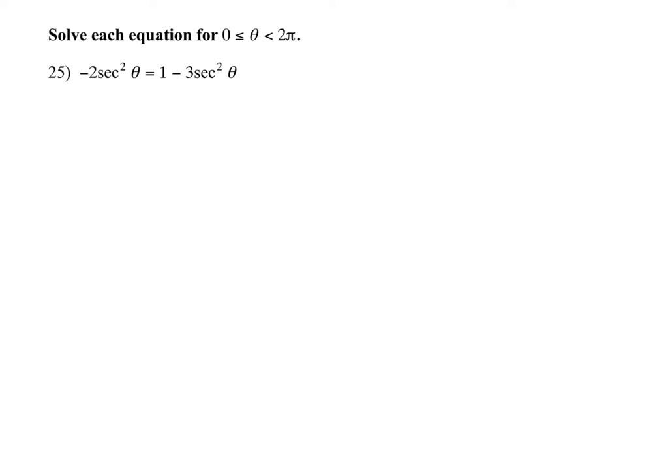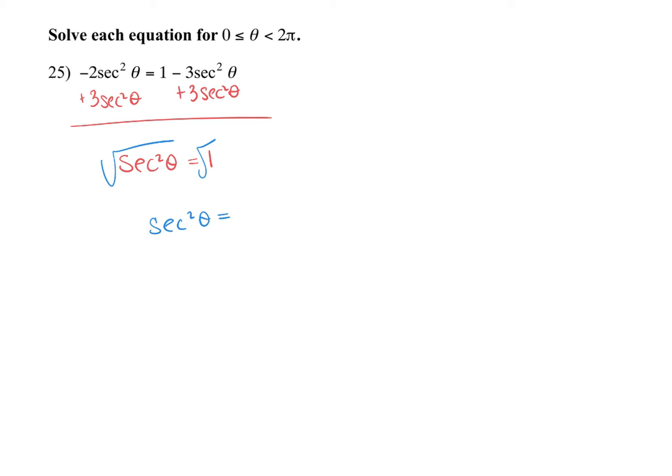I am going to just move this 3 secant squared of theta over. Right, -2 and +3, I just get that secant squared. And on the right-hand side, I just have a 1. I am going to take the square root of both sides, right? Remember with square roots, it is the positive or negative root, so that means it can equal positive or -1. Secant is my reciprocal of cosine, right? And the reciprocal of 1 is just 1. So really I'm looking for where my cosine is either 1 or -1, right? Reciprocal of secant is cosine.